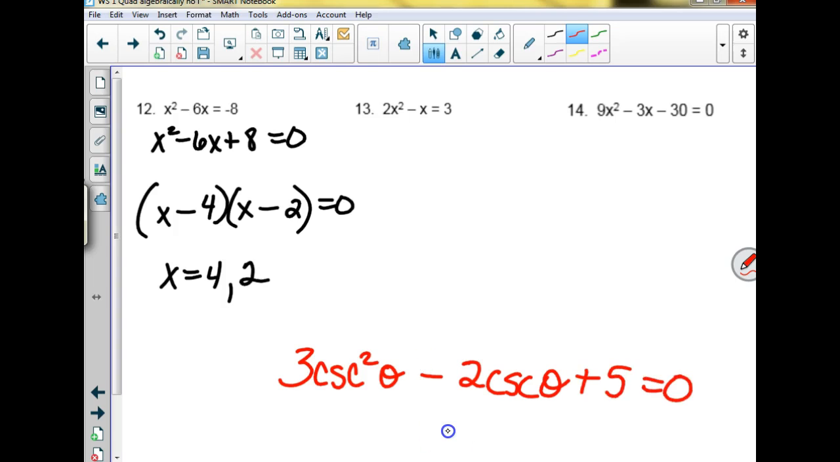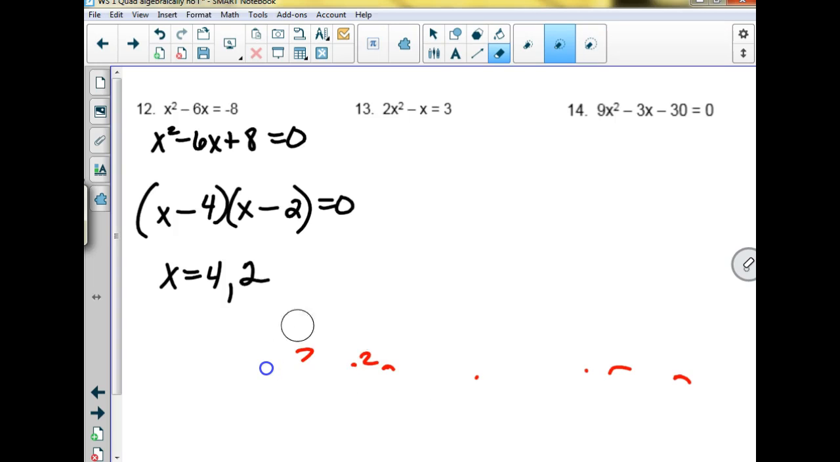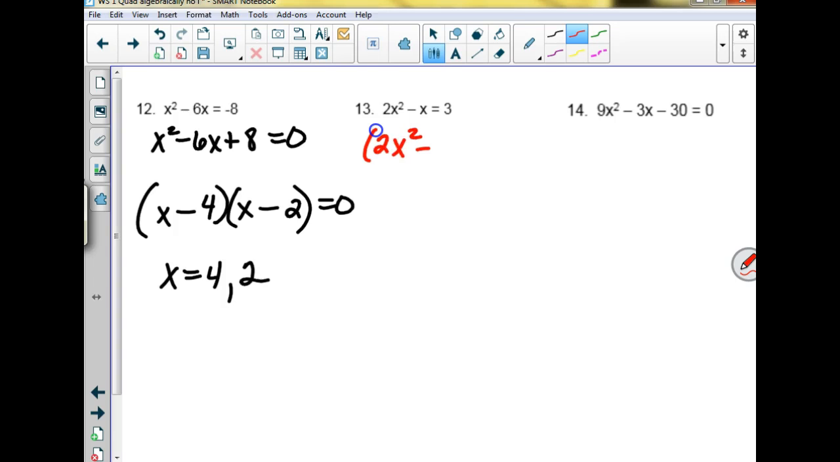And are we going to be able to do slide and divide on these? No. Not so much, okay? So you need to learn to factor by just doing a little process of elimination here. 2x squared minus x minus 3 equals 0. I just subtracted the 3 over.